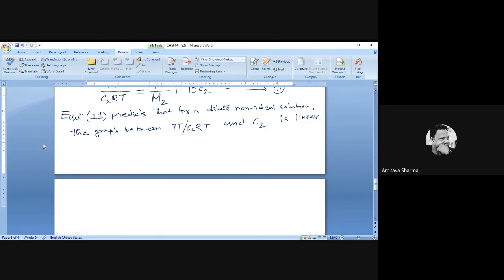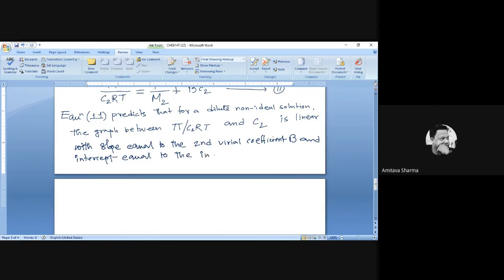The graph is linear with slope equal to the second virial coefficient B, and from the graphical representation the intercept equals the inverse of molar mass, the inverse of molar mass M2 of the solute.